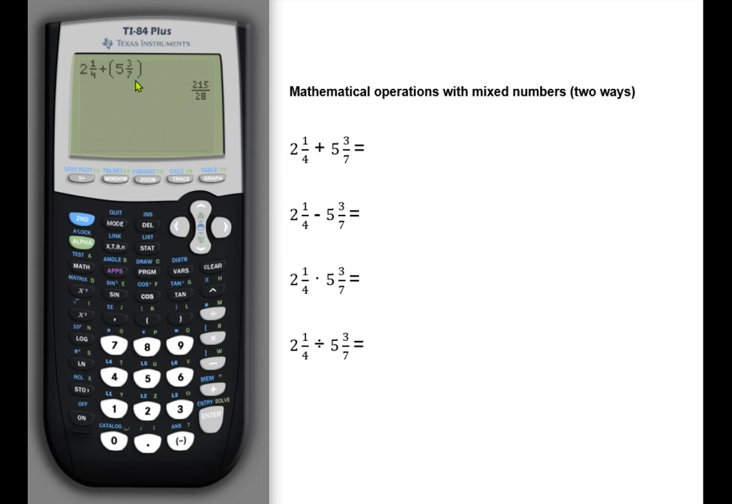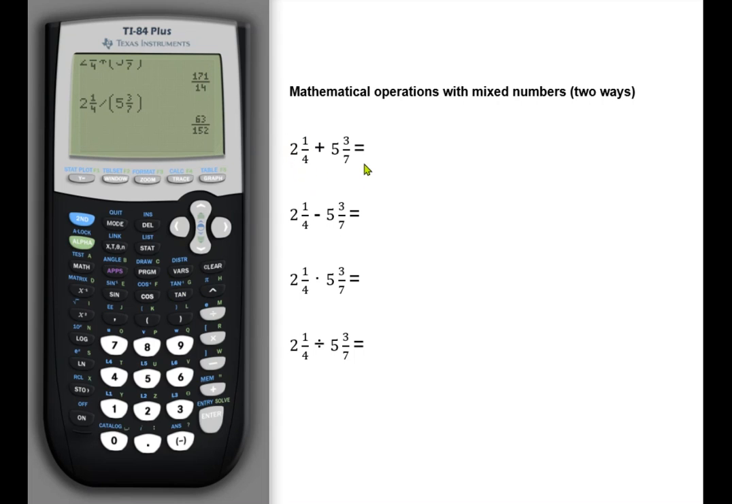For subtraction, the same thing. I will use what I typed, and I will just change to minus. And hit enter. So you can do that with multiplication and division as well. Just change minus into times and hit enter. And let's do that with division as well. What is the other way?